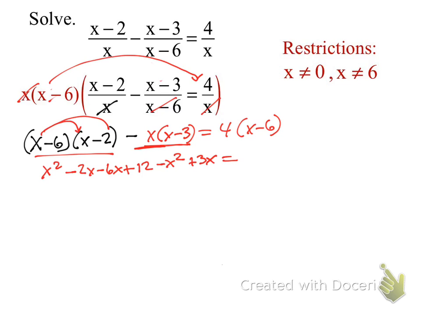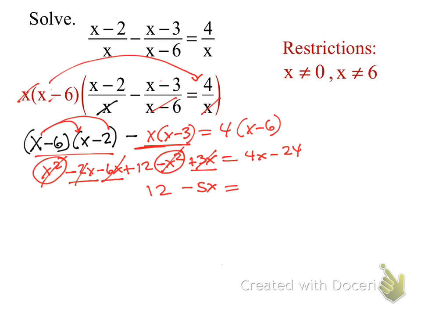Plus 3x equals 4x minus 24. Good. Now on this side, I'm going to combine my like terms. I've got x squared and minus x squared, so don't they cancel out? Okay, I have negative 2x and negative 6x, and that makes negative 8x, and 3x. What does that equal to? Negative 5x, and I have a 12. Equals, so I've got that, and that 12 equals 4x minus 24.